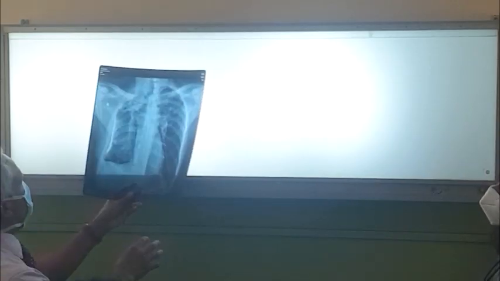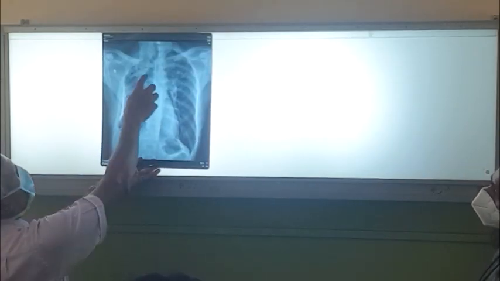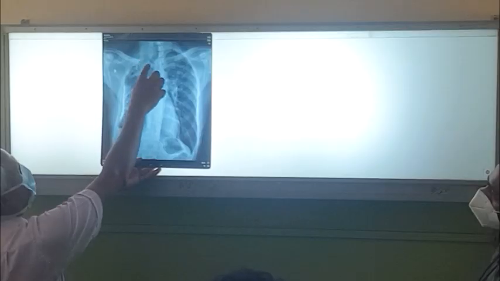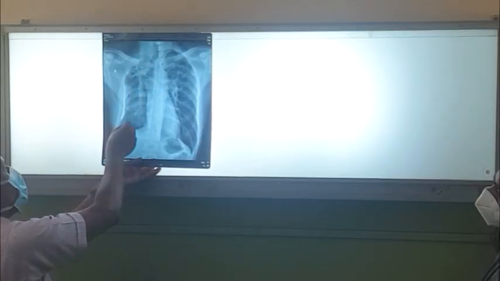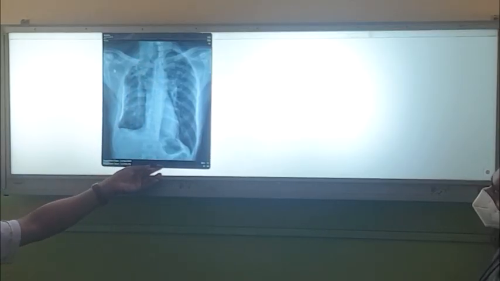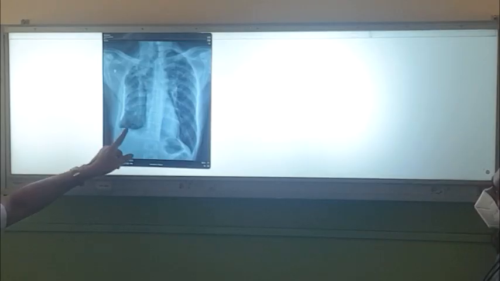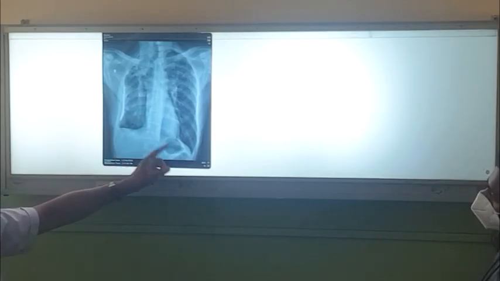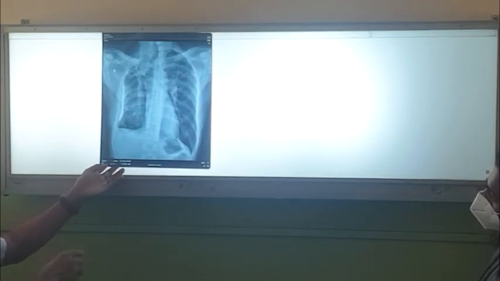This one again TB, right? You can see the right hilum is going up, fibrosis, and this whitish area, that is pleural calcification, and this area may be pleural thickening, right? So these are all TB patients. See the trachea. All these things are suggestive of fibrosis.